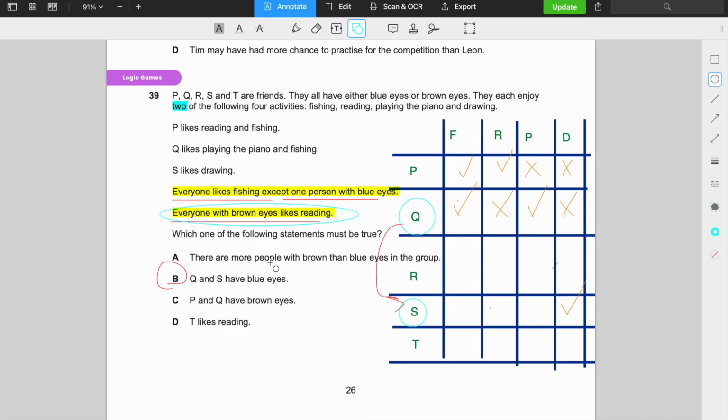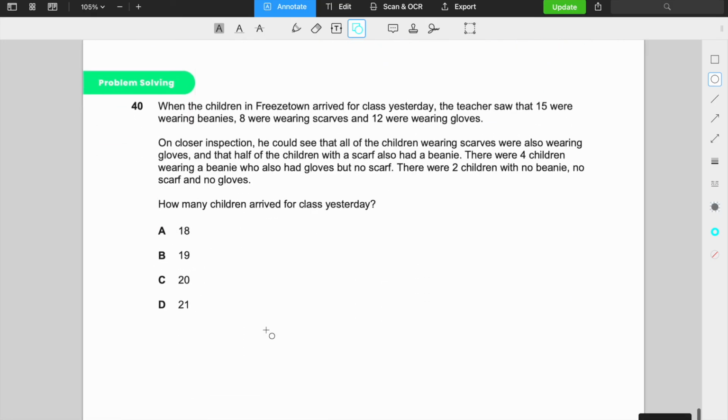So you always have to be conscious that when you don't have a lot of information, sometimes you have to work through elimination, work through a process of exclusion, okay? I hope that makes sense. This is a pretty hard question. Okay, let's go on to question 40.